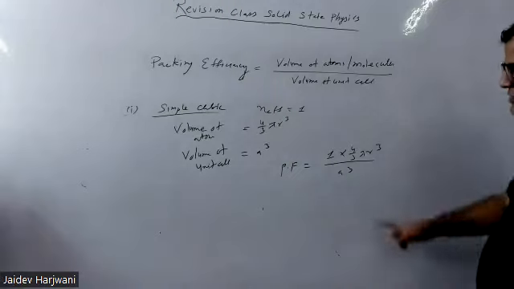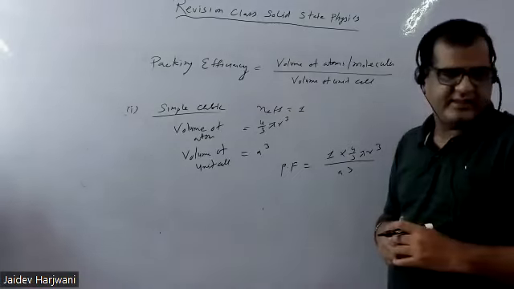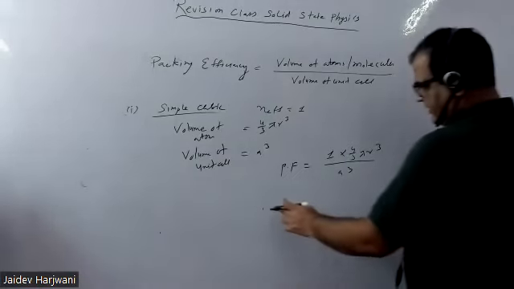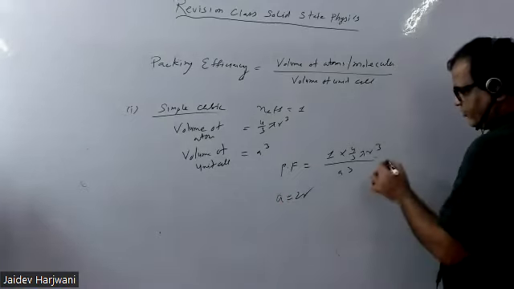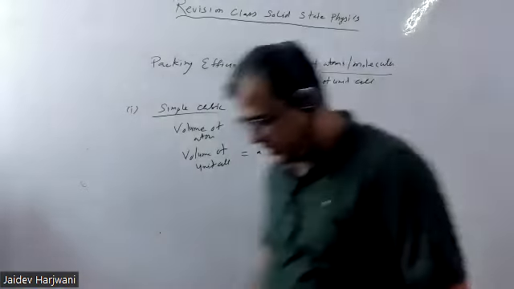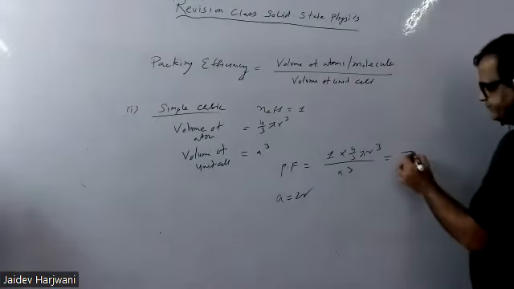In these kinds of systems, you should always remember the relation between the radius of the atom and the lattice constant. For example, here in the cubic system, you have a equals 2r, and when you solve this, you get the packing efficiency equal to pi by 6.